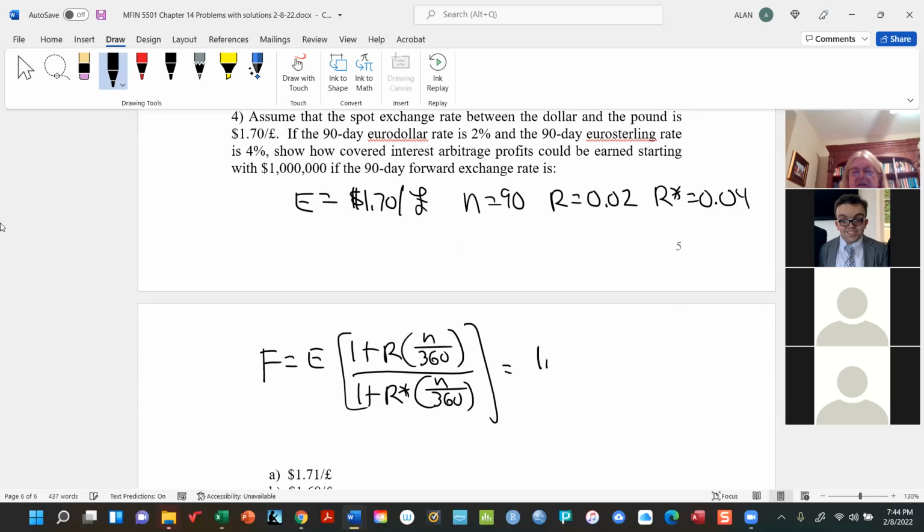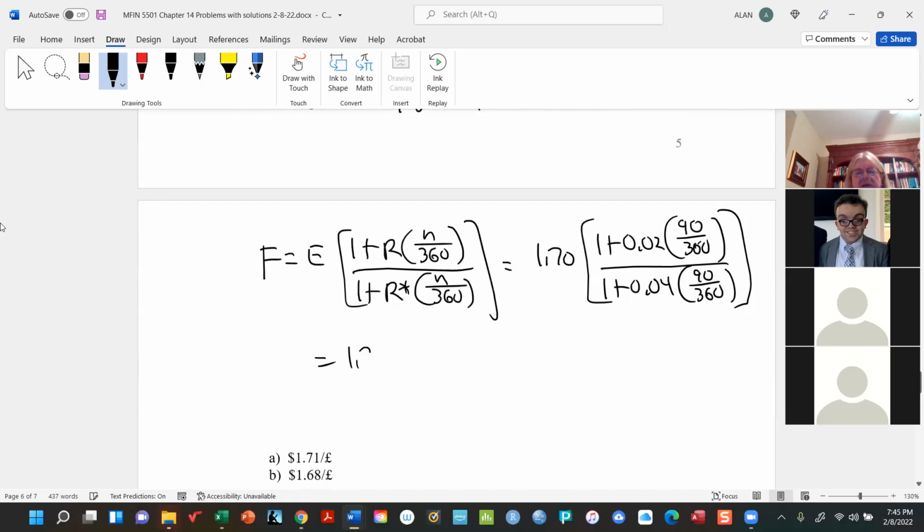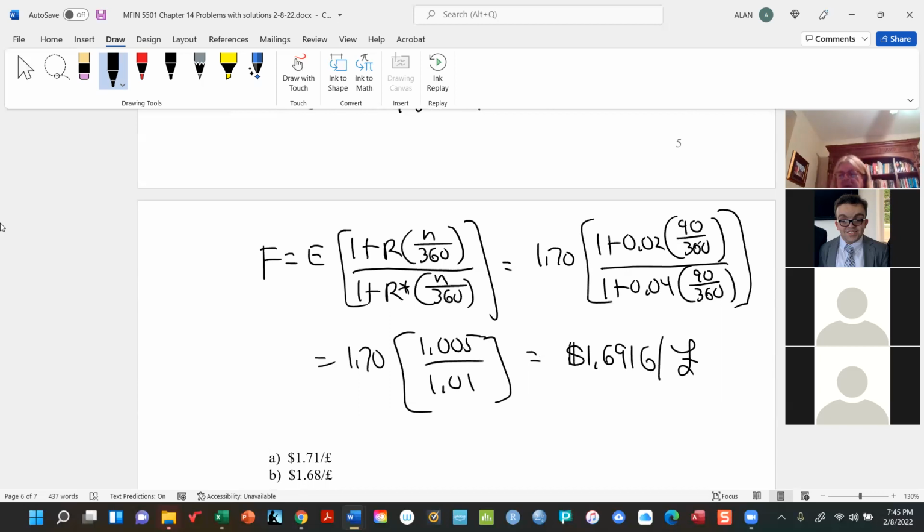All right, so we've got 1.70 times (1 plus 0.02) over (1 plus 0.04). So this is 90 over 360, so it's basically a quarter of a year. In other words, what you essentially have here is 1.70. A quarter of 2% is a half a percent, so 1.005, divided by a quarter of 4%, which is just 1%. So you end up with 1.6916, let's say. That's the implied forward exchange rate for 90 days. Anything else means there's an arbitrage opportunity.